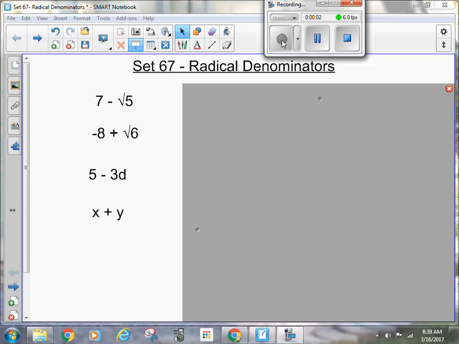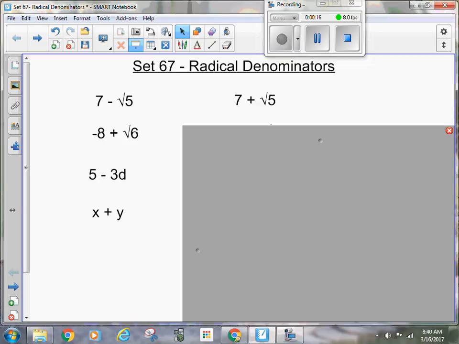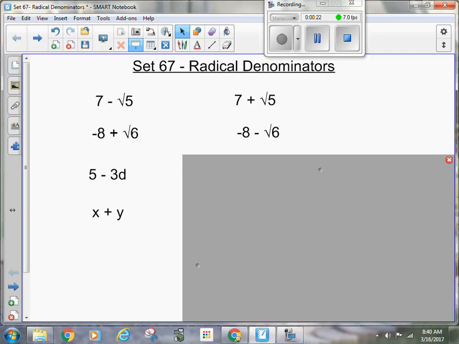All right, ladies and gentlemen, let's do set 67 on radical denominators. Before we get into the radical denominators, let's talk about conjugates. In this original expression, we have 7 minus the square root of 5. The conjugate is 7 plus the square root of 5. If we have negative 8 plus the square root of 6, the conjugate is negative 8 minus the square root of 6.